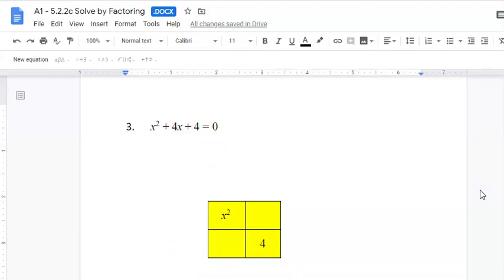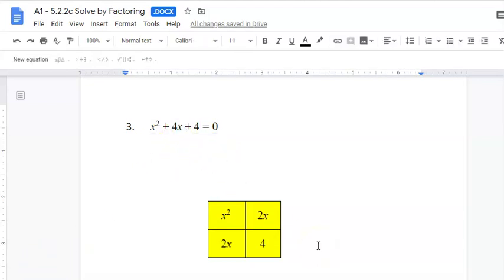Now we need to fill the remaining corners of our box. The product of x squared and 4 is 4x squared. So these two corners have to have the product 4x squared. They also have to add up to the 4x that's in the middle term of this polynomial. The two terms that do that would be 2x and 2x. 2x times 2x is 4x squared. 2x plus 2x is 4x.